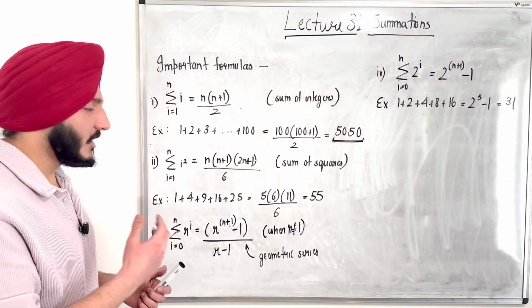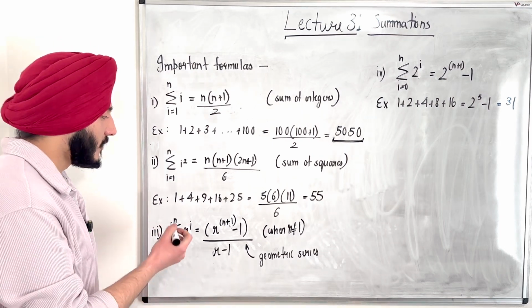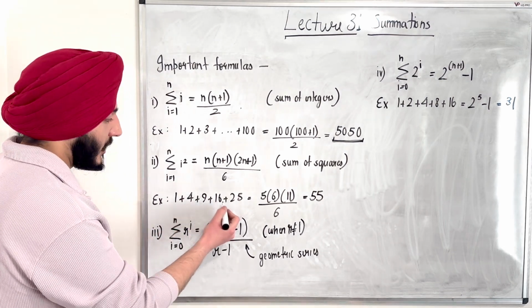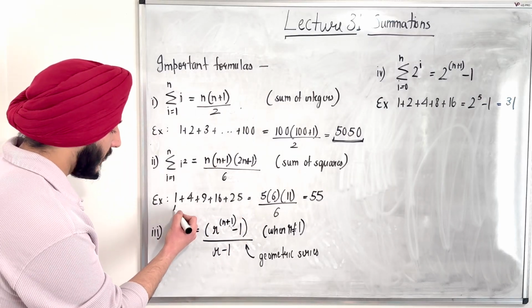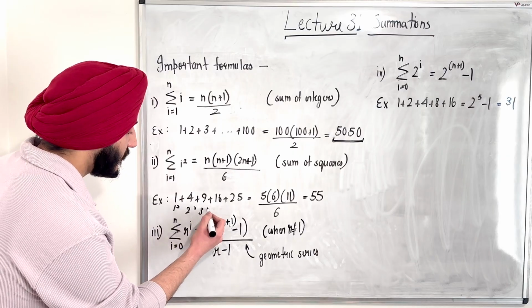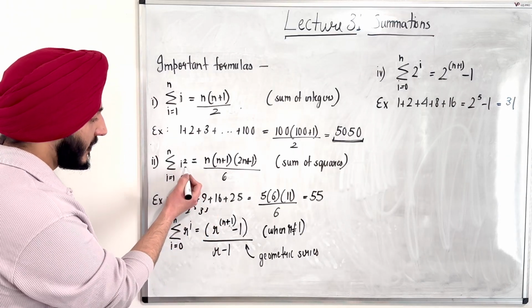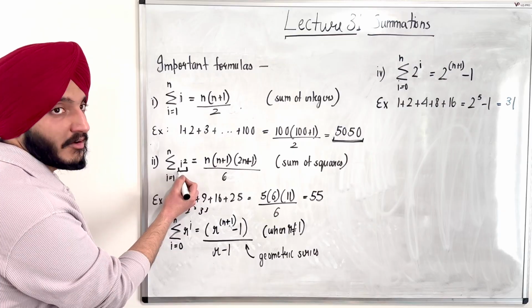Okay, I've given an example once again in this case, which is, let's say we are adding the numbers 1, 4, 9, 16, 25, right? If you look at this carefully, this is 1 squared, this is 2 squared, this is 3 squared. So these are all squares, right? That's what the i squared represents.